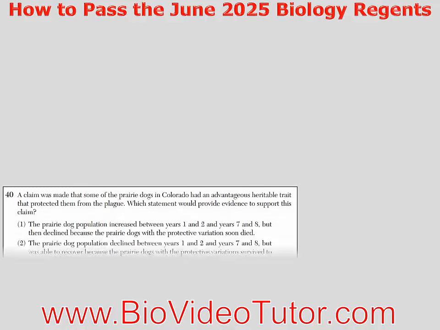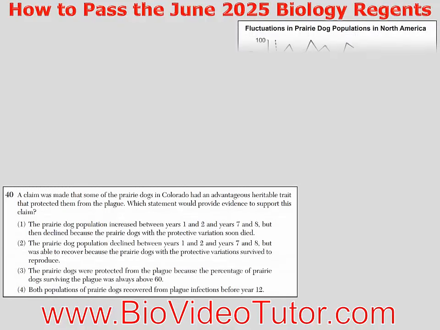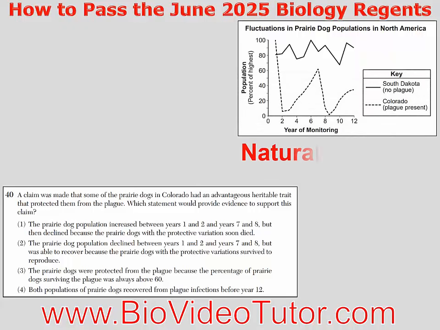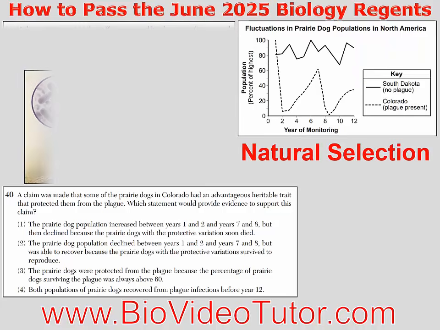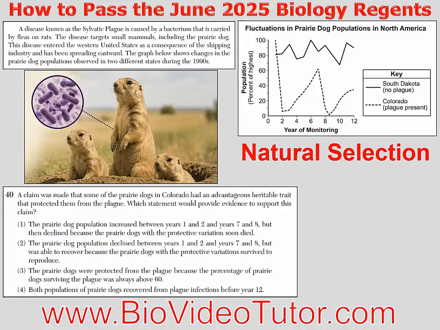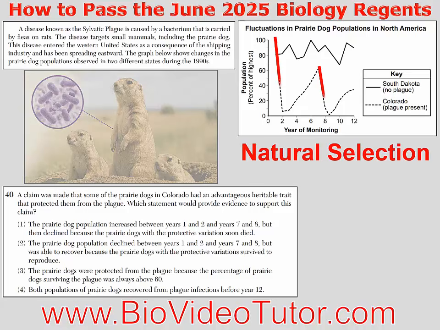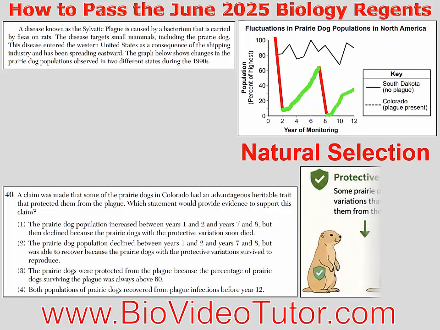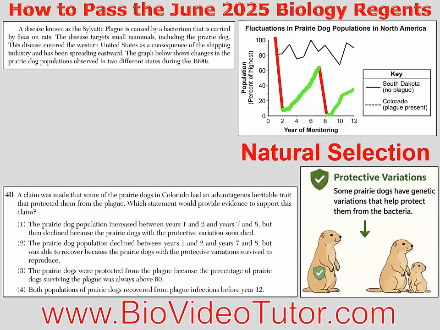How to pass the June 2025 Biology Regents question number 40. While fluctuations in a population are normal, drastic changes could be a sign of some kind of natural selection, and in this case, in response to the sylvatic plague caused by bacteria that targets prairie dogs. Even though the prairie dog population declined between years 1 and 2 and years 7 and 8, it was able to recover thanks to members in the population that had protective variations and so were able to survive and reproduce.